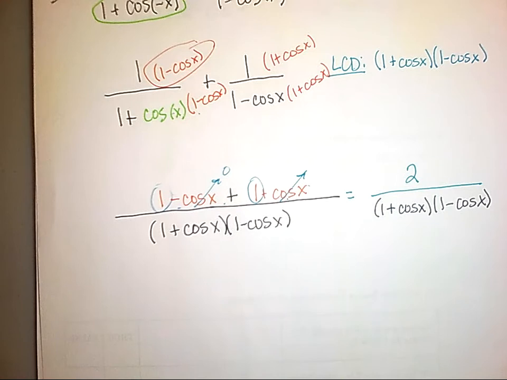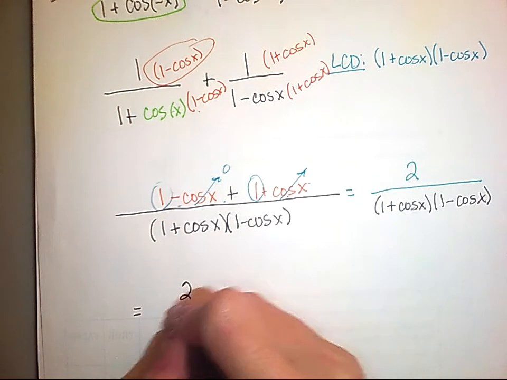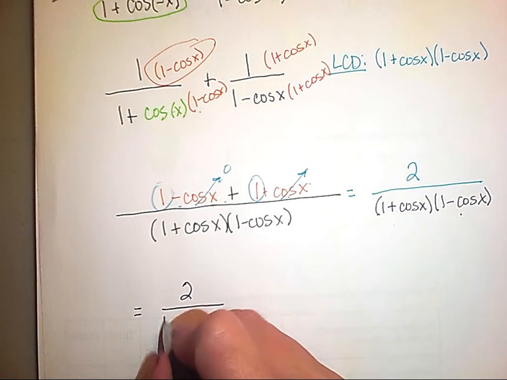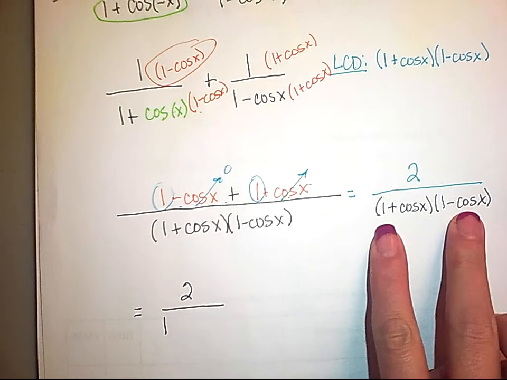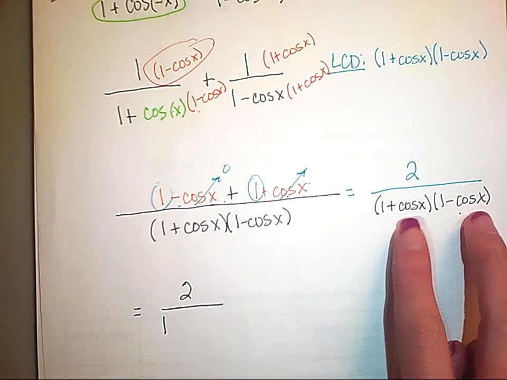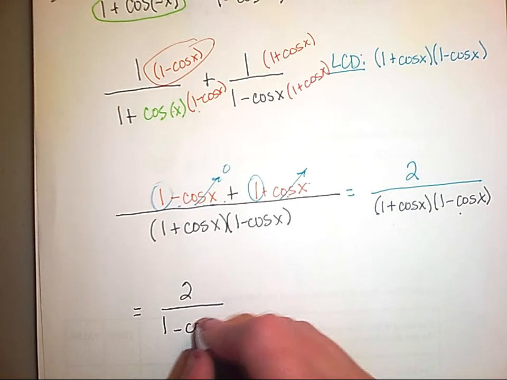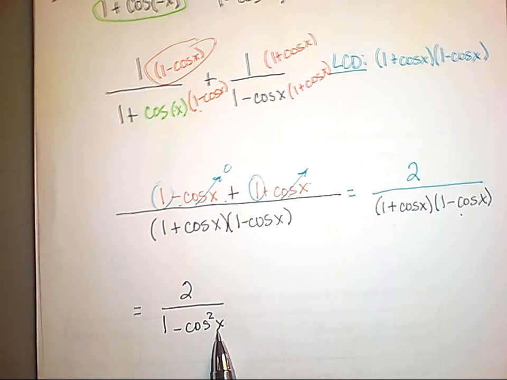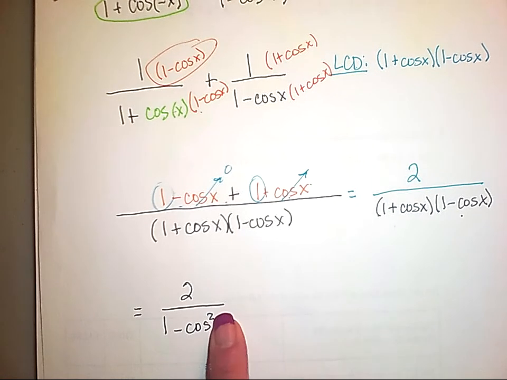Okay. Alright, now I'm thinking, let's see what happens when we multiply those denominators together. So this is equal to 2 over, and again when I multiply these I'm going to FOIL them, so we'll get 1, then minus cosine of x plus cosine of x, well those are going to go to 0, and then minus cosine squared of x.